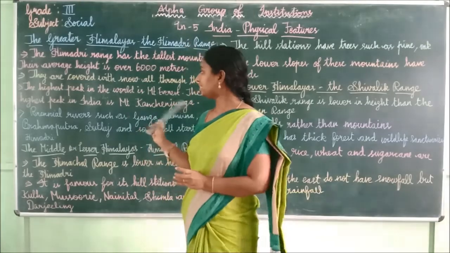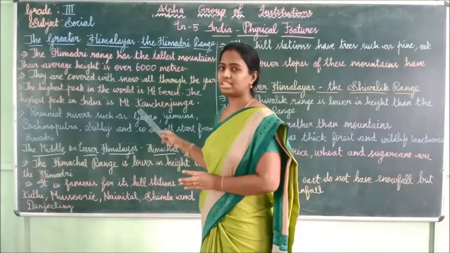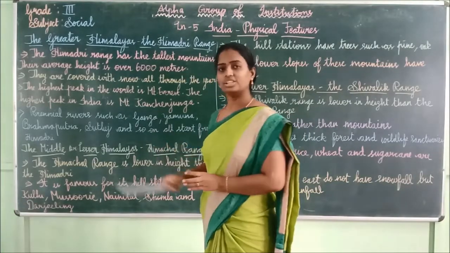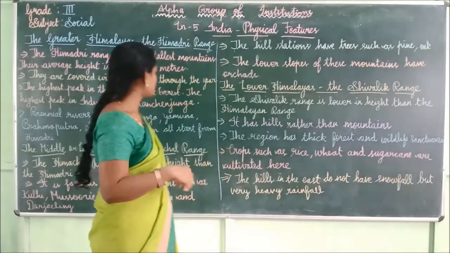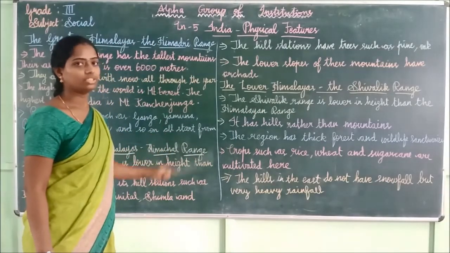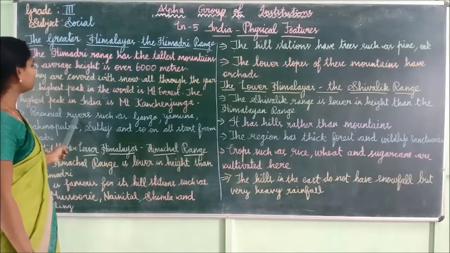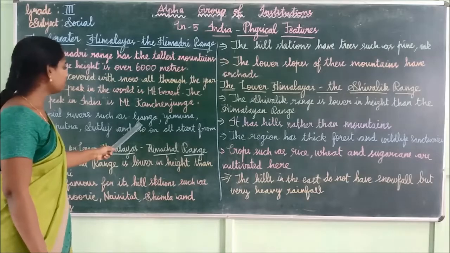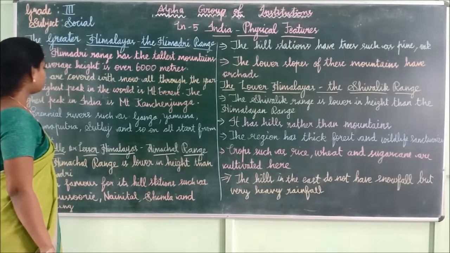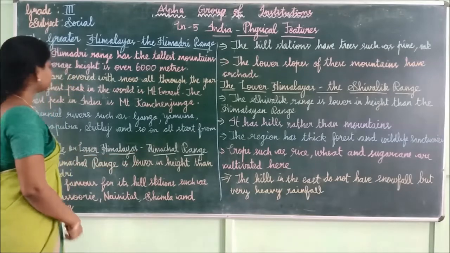The highest peak in India. In our country, the highest peak in India is Mount Kanchenjunga. What is the spelling of Kanchenjunga? Kanchenjunga. Okay, children. And then perennial rivers such as Ganga, Yamuna, Brahmaputra, Satluj, and so on, all start from Himadri.